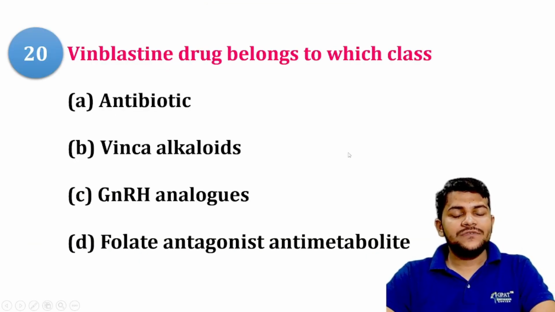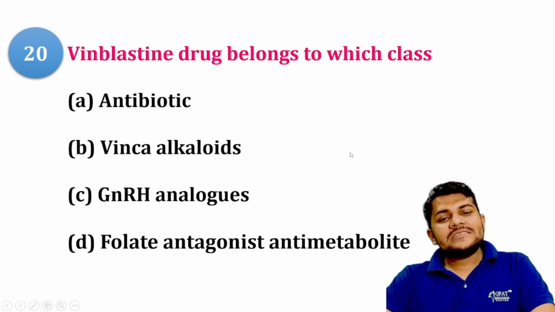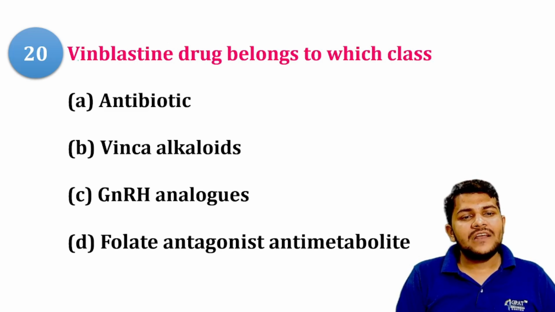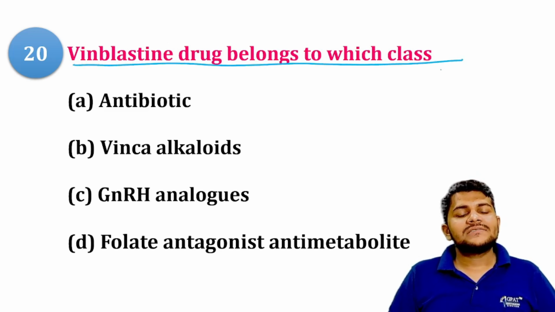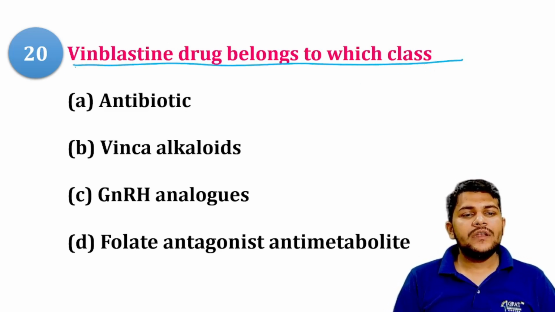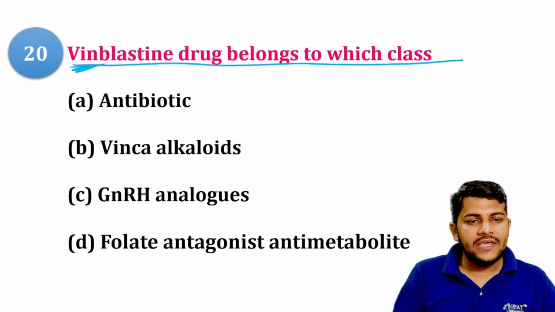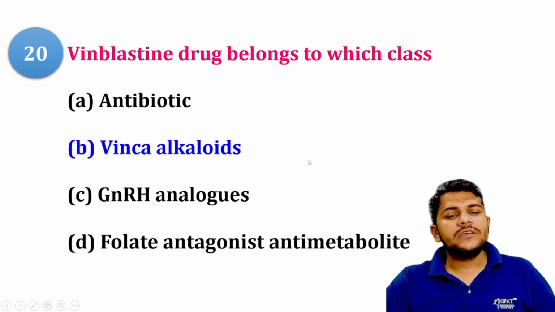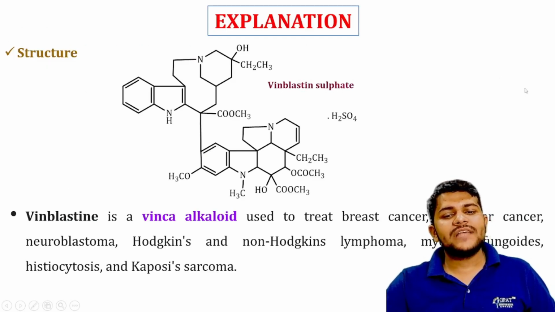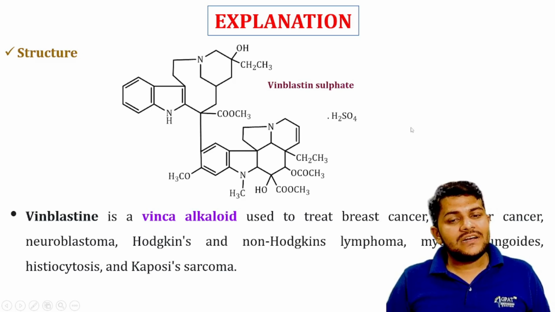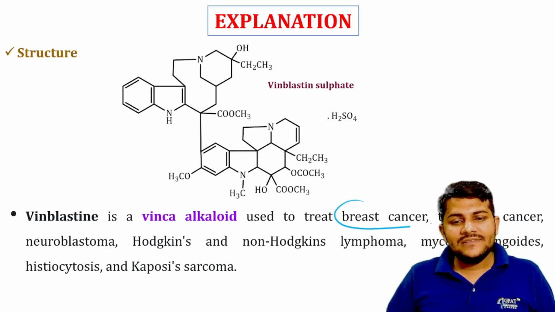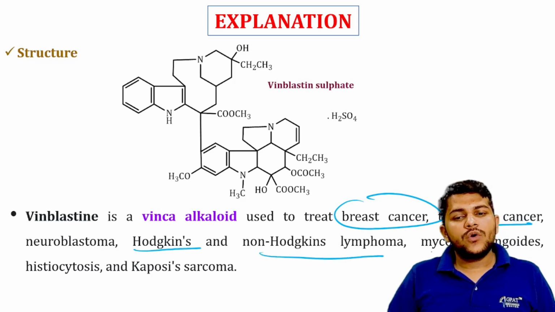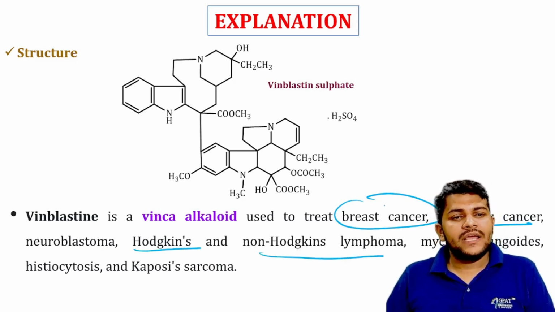Next and last question we have: vinblastine belongs to which class? Vinblastine and vincristine. So vinblastine, VIN means vinca alkaloid. It basically belongs to the vinca alkaloids, used as an anti-cancer drug in the treatment of breast cancer, testicular cancer, Hodgkin and non-Hodgkin lymphoma, and histiocytosis we can also use.